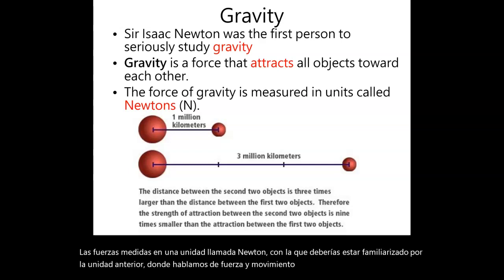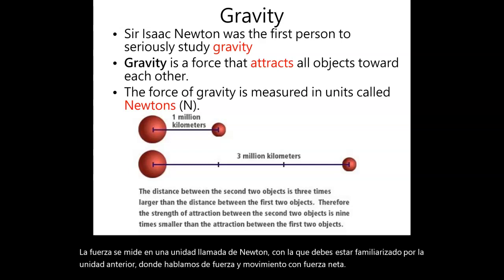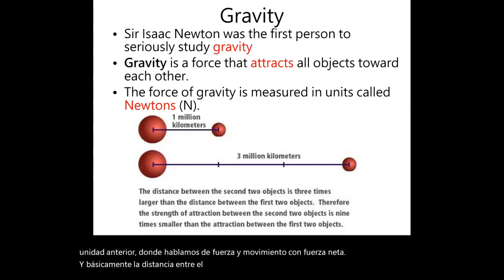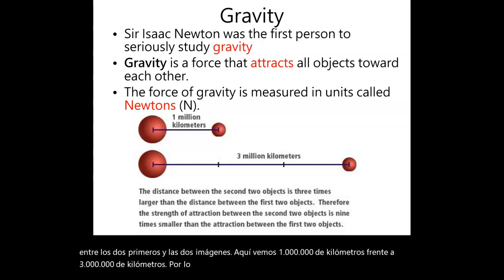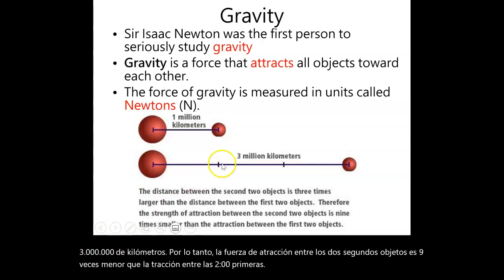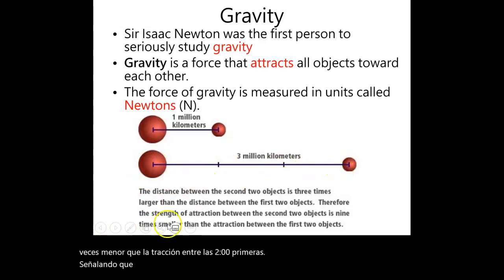And basically, the distance between the second two objects is 3 times larger than the distance between the first two, and in the two images here, we see 1 million kilometers versus 3 million kilometers. Therefore, the strength of attraction between the second two objects is 9 times smaller than the attraction between the first two, noting that it would go by 3, 6, and 9.